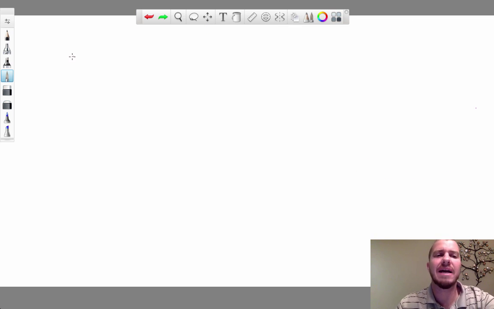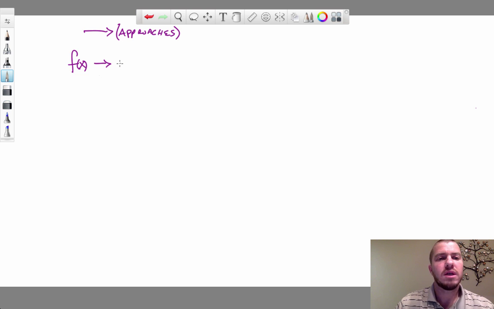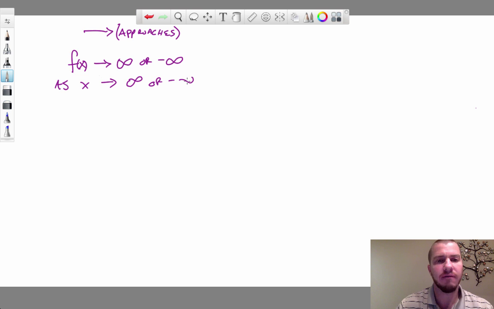Okay, so to get more precise with the end behavior, we're going to describe what the y value of the graph is doing as the x value is going a certain way. So the way we describe that is f of x, remember, is y. So we say f of x approaches, and that's what this arrow means. And it's either going to approach positive infinity or negative infinity. Okay, and that's going to be as x approaches either positive infinity or negative infinity.